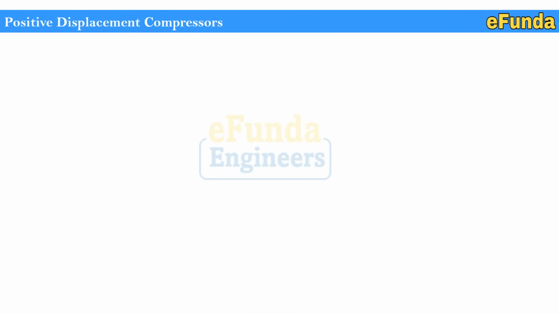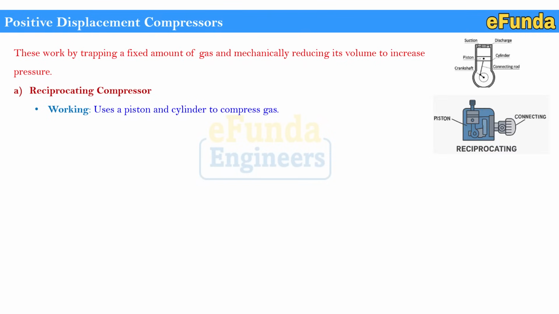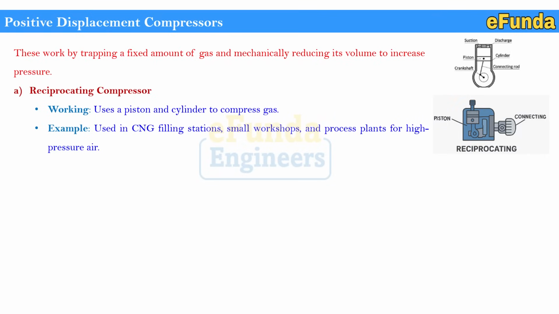Positive displacement compressors work by trapping a fixed amount of gas and mechanically reducing its volume to increase pressure. Based on that, there are various types. We will discuss their types in brief. First, the reciprocating compressor works using a piston and cylinder to compress gas. One can refer to the picture where pistons and connecting arms are shown. Example, this type of compressor is used in CNG filling stations, small workshops and process plants for their high pressure air applications.